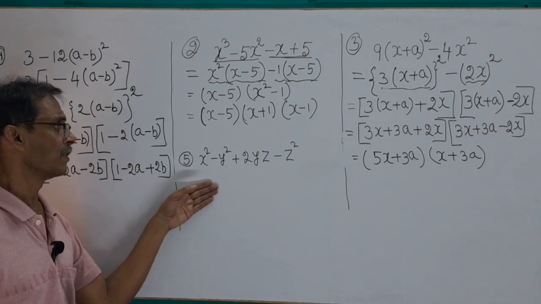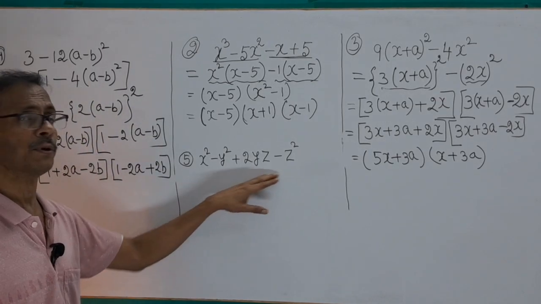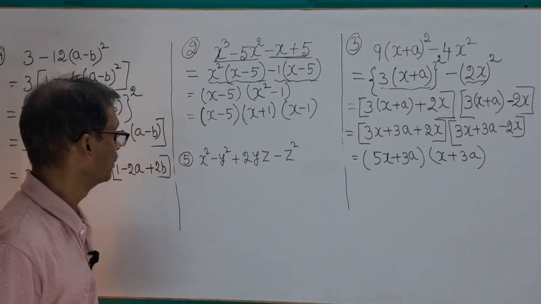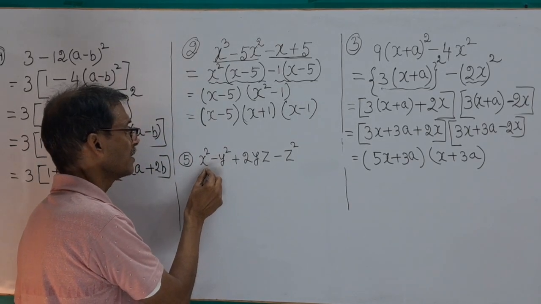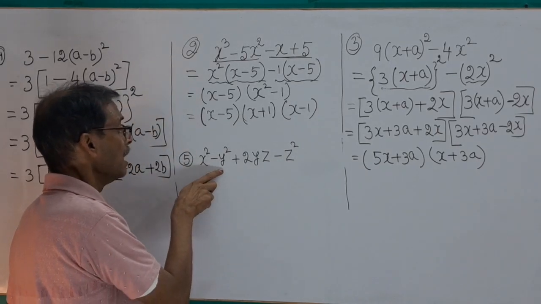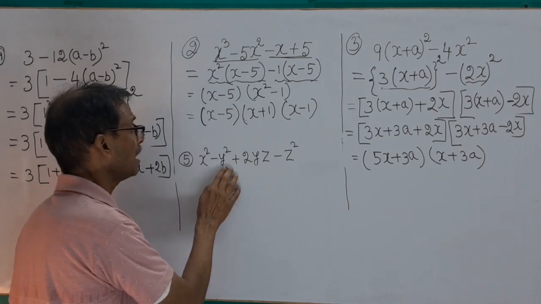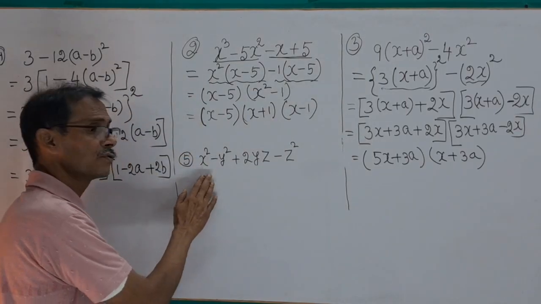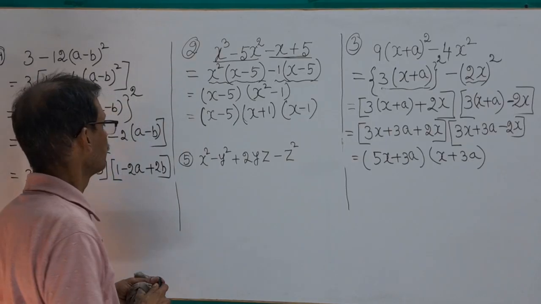Number 5c. Again, you have to use the a square minus b square identity, but people will not find how to use it. See, if you look very carefully, you find x square, y square, yz and z square. That means y is here, z is here and yz is here. That means y and z have some relation with each other, right? But x square is not related to y or z. Why am I telling this?